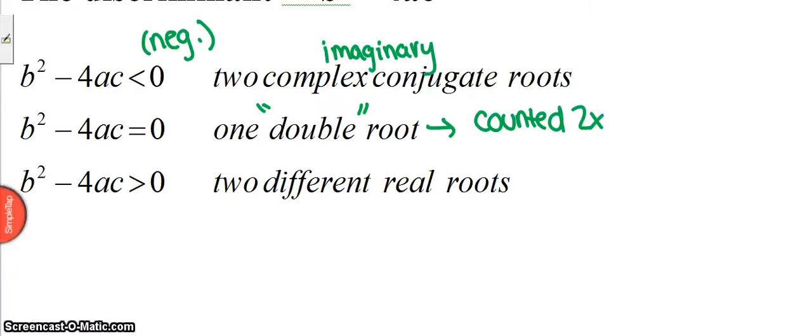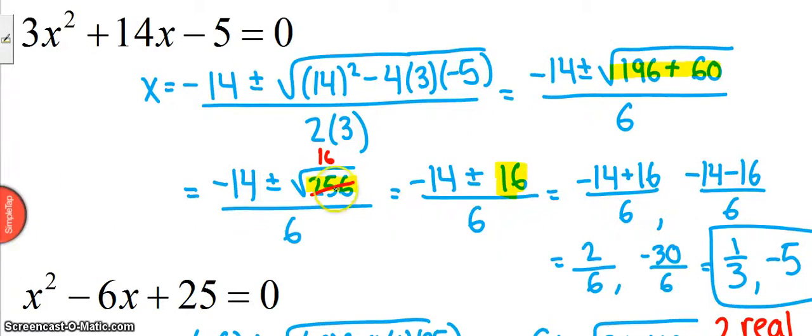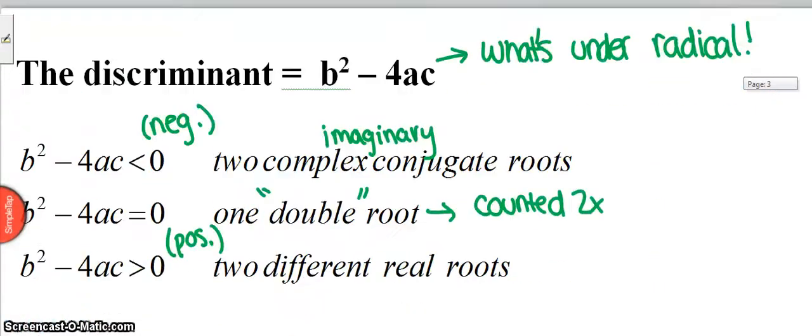And the last one, if you have b squared minus 4ac, and that's greater than 0, or your discriminant is positive, you're going to get two different real roots. So kind of like our second example, underneath the radical you had 256, that was positive. We got two real roots out. They're completely different, no relationship.